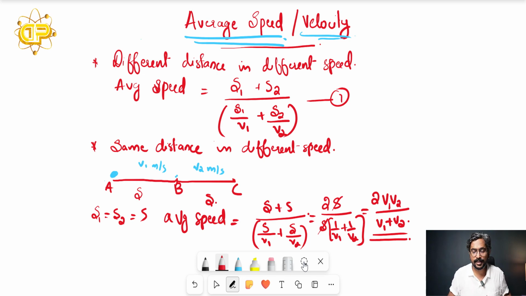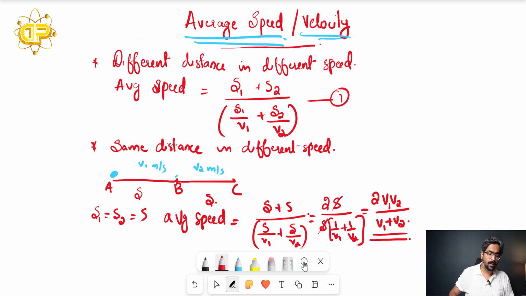So I think that you got the points there, and this is homework for you guys: what happens if there are 3 velocities and the distance covered is the same? What will be the condition there? You will get a clue: instead of 2 v1 v2, it will be 3 v1 v2 v3 divided by a combination, v1 v2 plus v2 v3 plus v1 v3. So just see whether you can find out the answer.